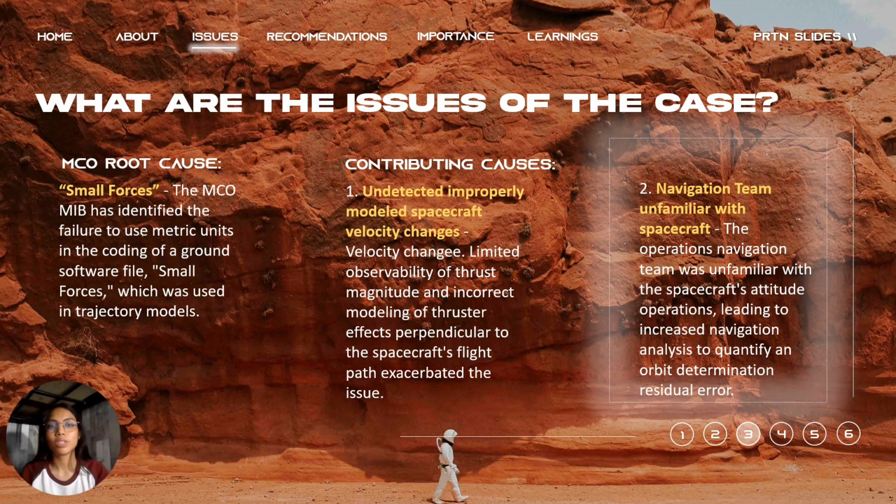Number 2: navigation team unfamiliar with spacecraft. The operations navigation team was unfamiliar with the spacecraft attitude operations, leading to increased navigation analysis to quantify an orbit determination residual error. The team did not participate in ground software testing, preliminary design review, or critical design review processes, resulting in a line-of-sight error.